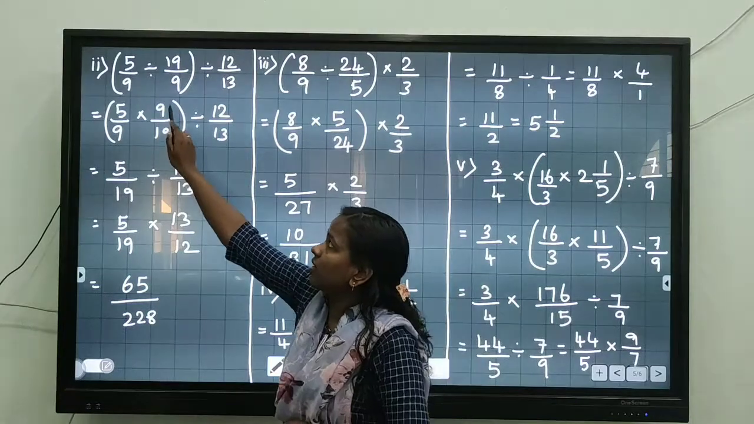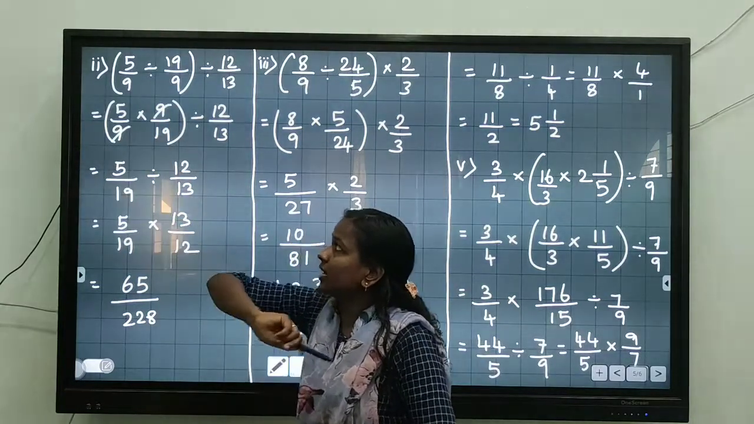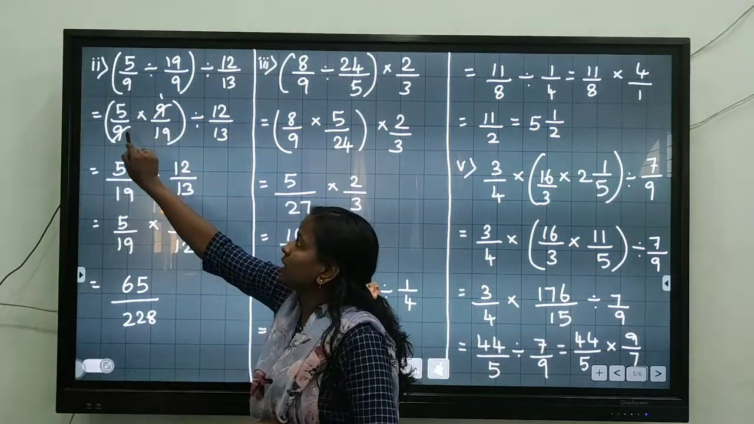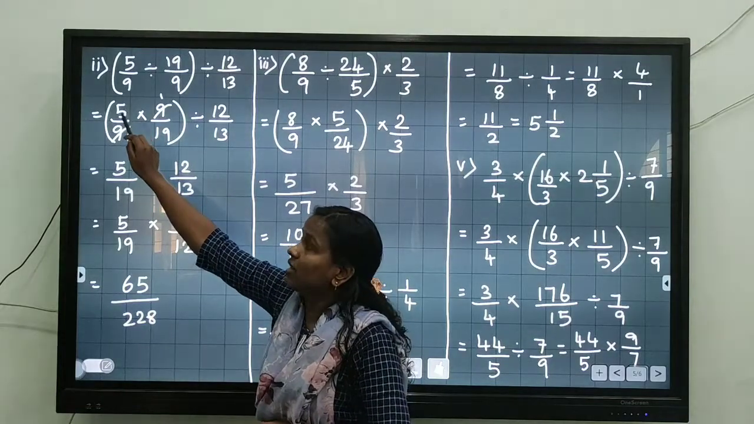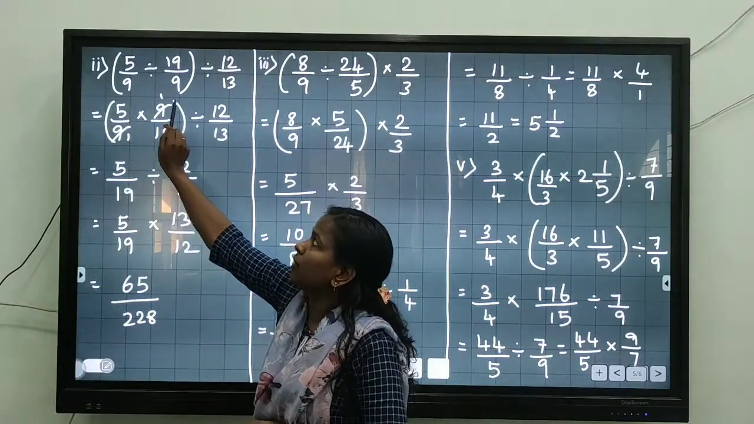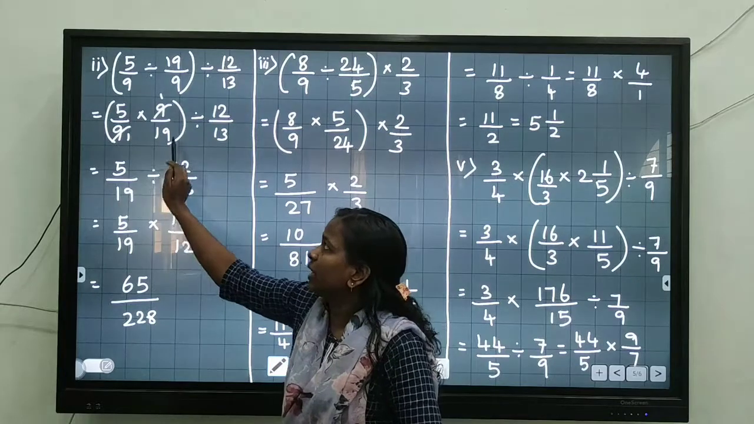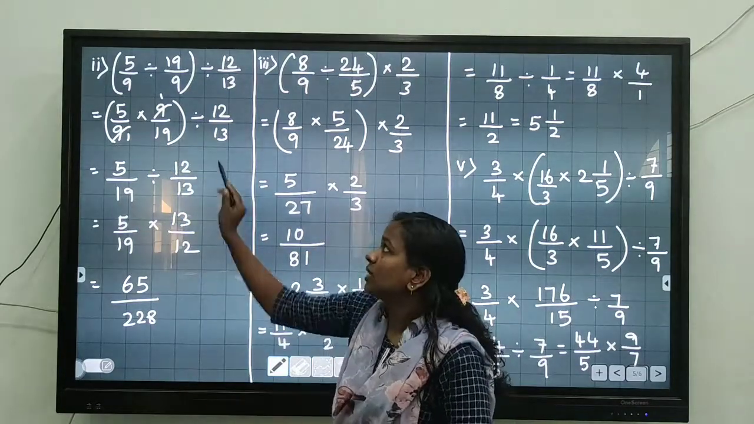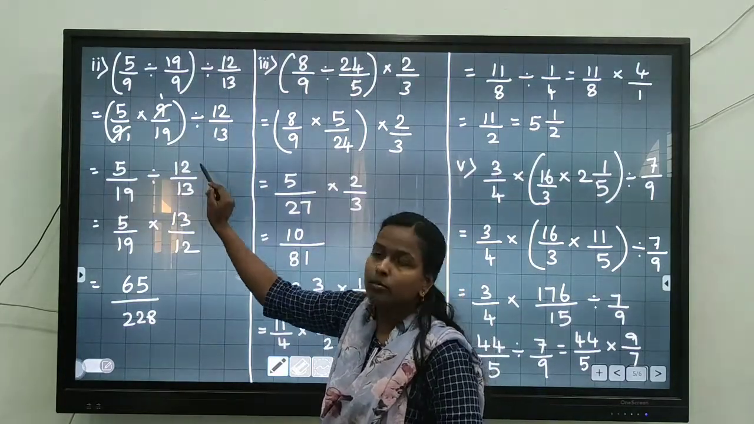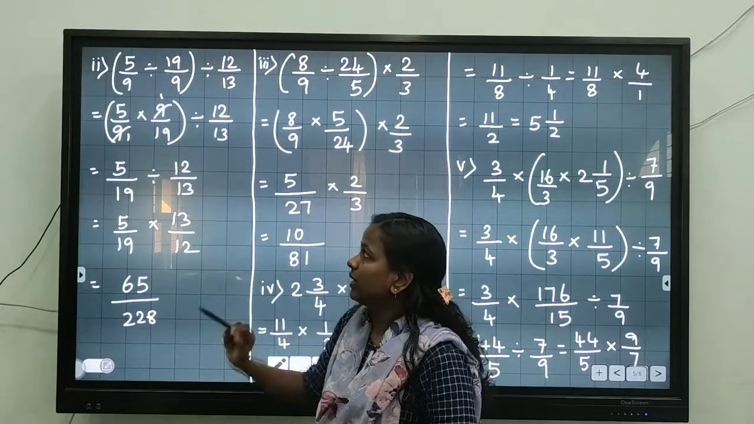So there is common factor in this. 1 9s are 9, 1 9s are 9. So here 1 will come, here 1 will come. I am directly multiplying here. What is the remaining? 5 multiplied by 1. So 1 5s are 5 divided by 1 19s are 19. So what is the remaining? Divided by 12 divided by 13. So I am writing that.